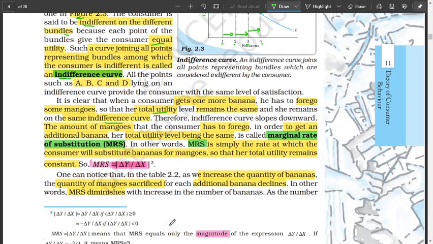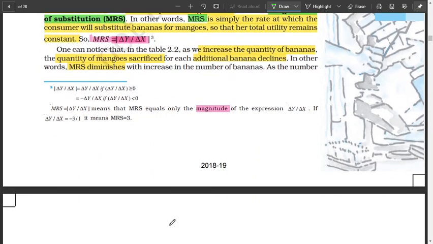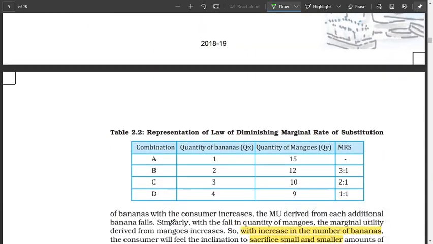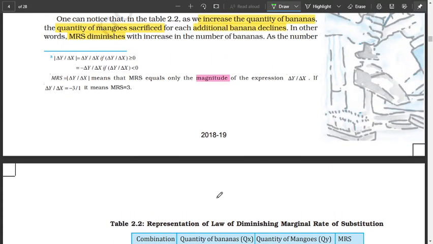You can also relate that to the table. Same thing like in the graph, in the figure. Here you can see combination A, 1 and 15. Combination B, you want to consume more banana, you have to consume less of mangoes. B to C, you want more banana, you have to consume less of mangoes. C to D, more of it, less of the other. Unless you substitute, you sacrifice, you'll not be able to get more of the other. You have to forgo because you understand your resources are limited.